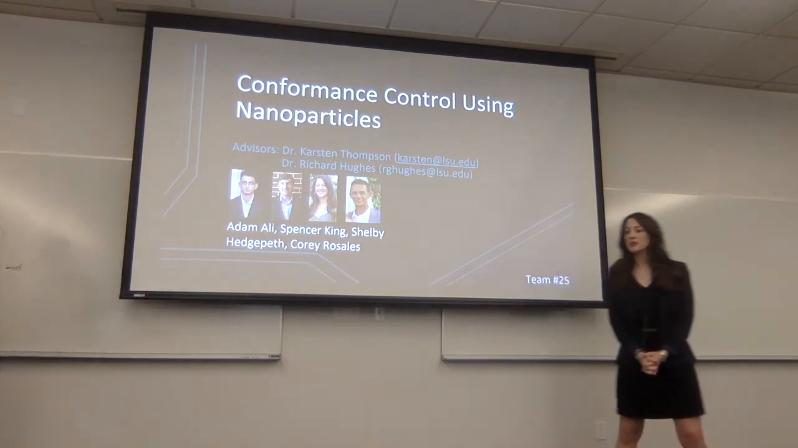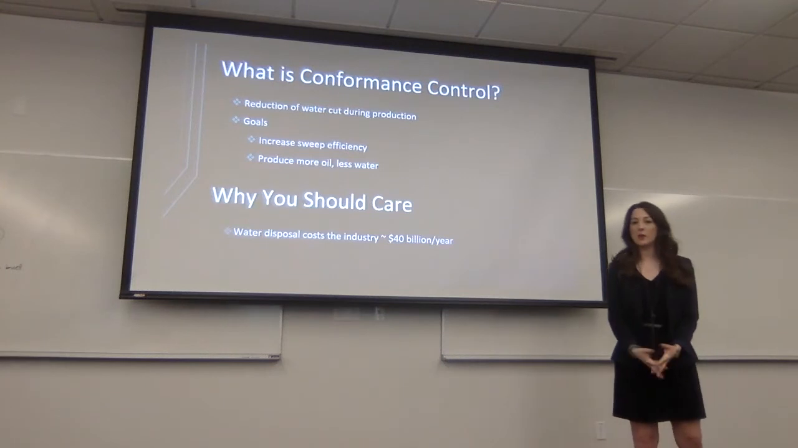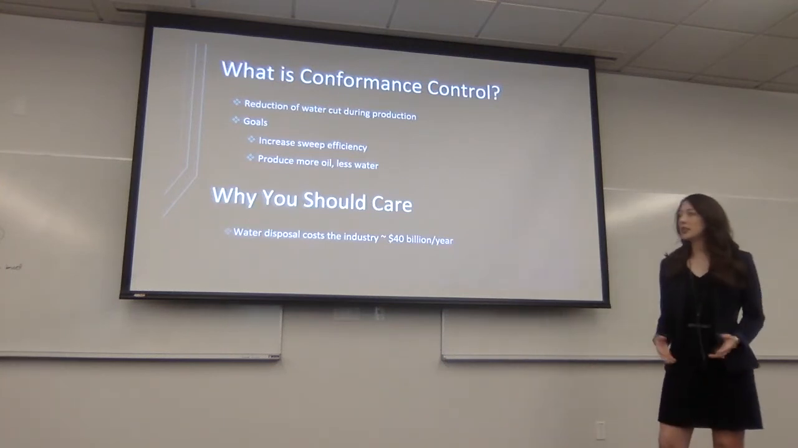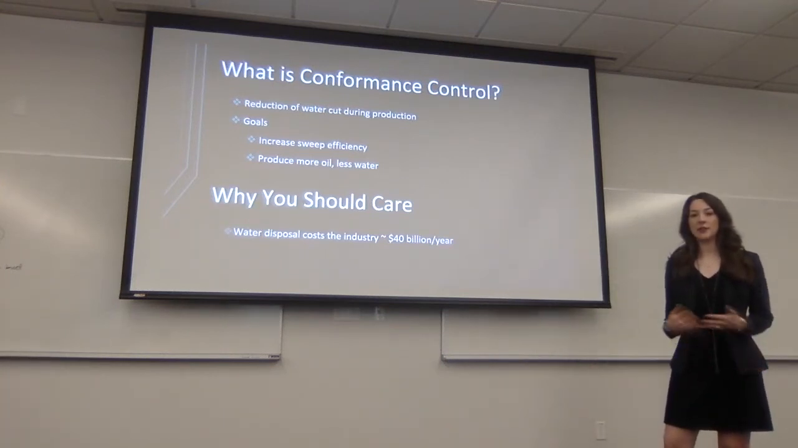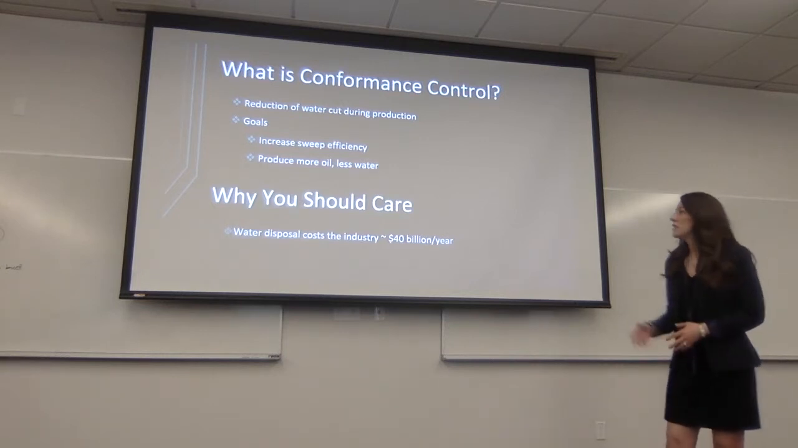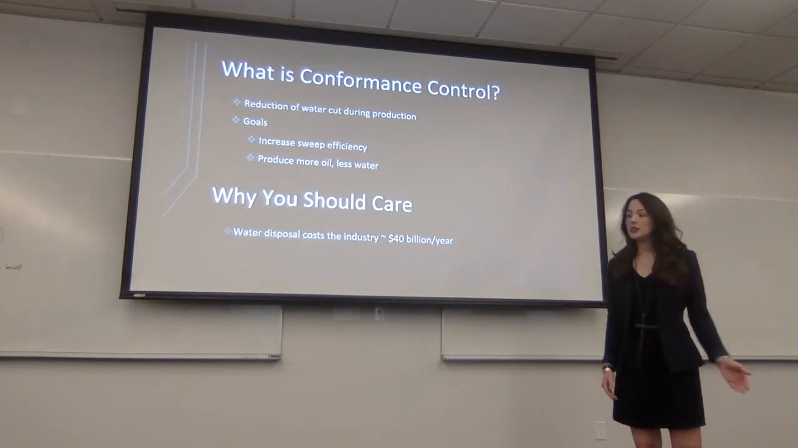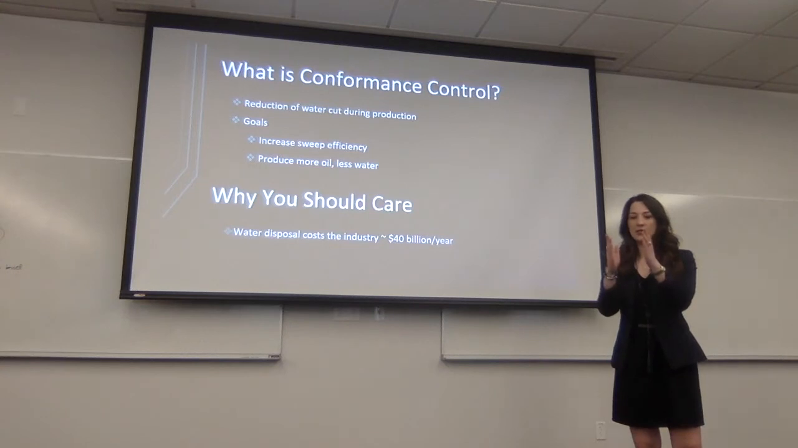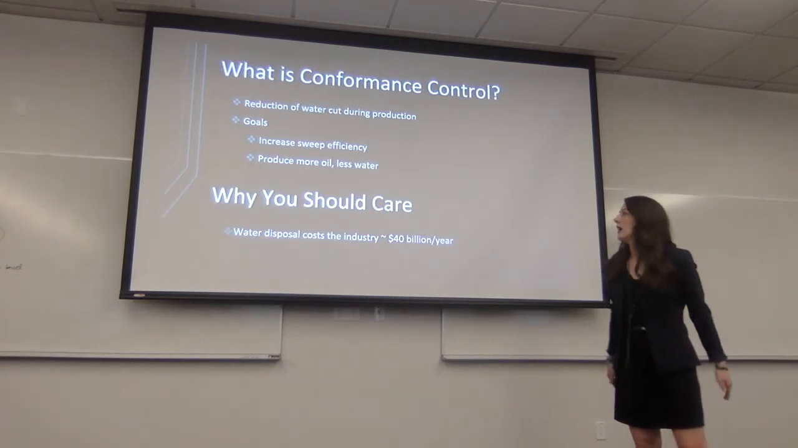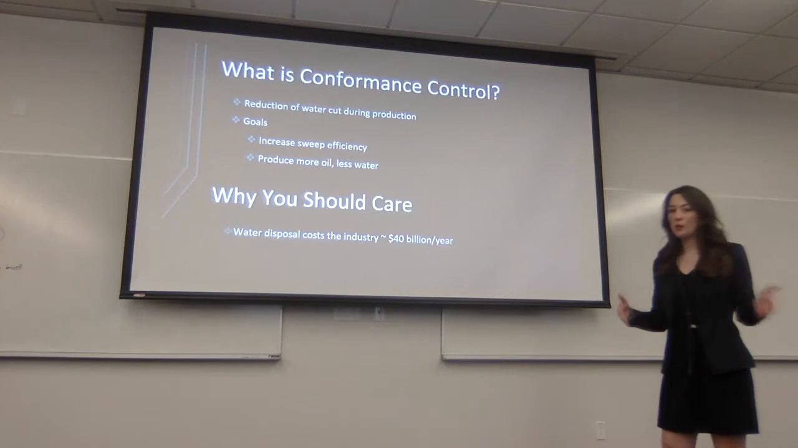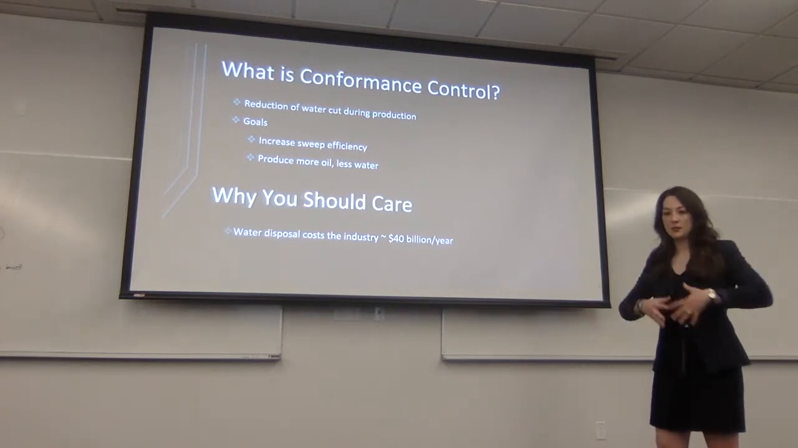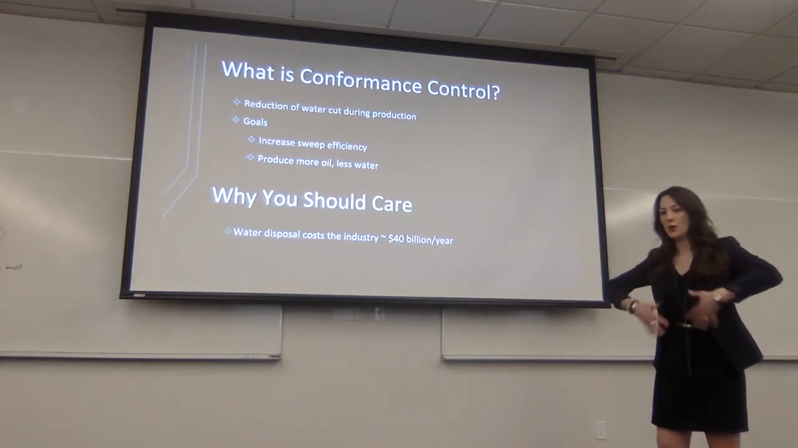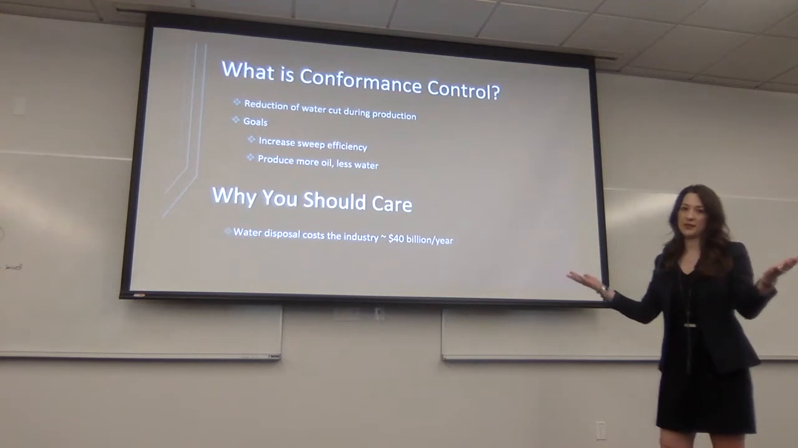Okay, so conformance control using nanoparticles. Let's talk about what conformance control is. It's the reduction of water cut during production after a water flood has been implemented as a form of secondary recovery in that reservoir. Some goals for conformance control are to increase the sweep efficiency of the reservoir by forcing the water through low perm zones instead of just letting it take the path of least resistance through a high perm zone. The goal is to produce more oil and less water because you're pushing out the low perm oil that would have normally just stayed in the reservoir.